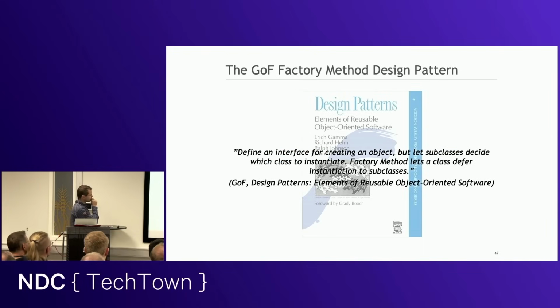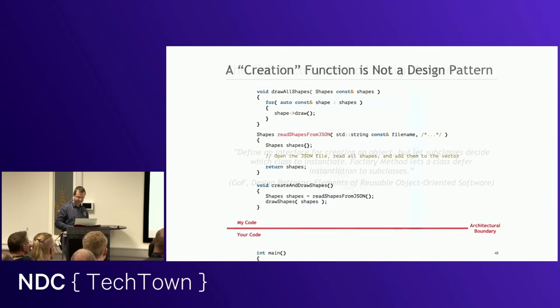As a quick reminder, what does the Gang of Four say about this? Define an interface for creating an object, but let subclasses decide which class to instantiate. Factory method lets the class defer instantiation to subclasses. Of course, there's a certain connotation here. It talks about subclasses, which is very object-oriented. But again, this is just what the book does. It primarily talks about defining an interface for creating. And this is now what we do.